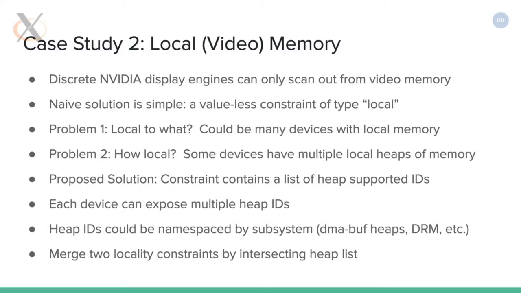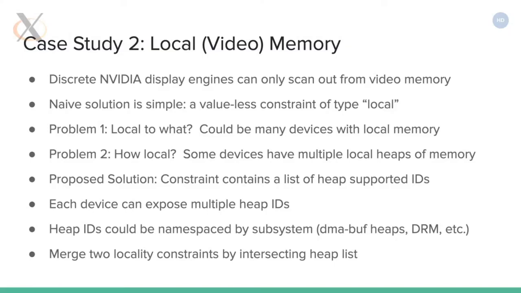There are a few problems with that. First problem is, local to what? Because if you have 2 devices, a simple constraint that just says I want the buffer to be local doesn't describe which device it is local to. The second issue is that some devices have multiple local heaps. So if you say local, maybe the driver needs more granularity to know exactly where to allocate.